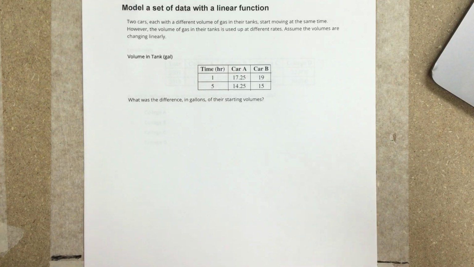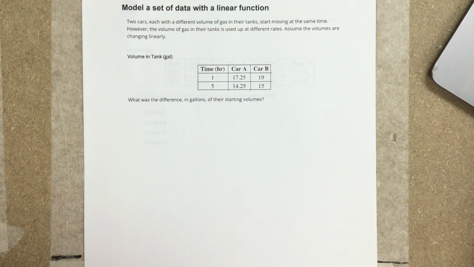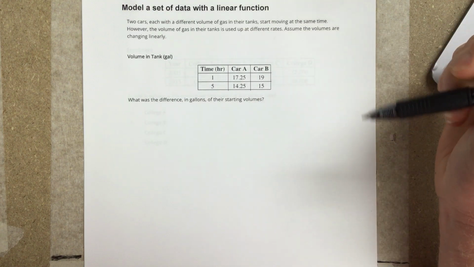In this video, we're going to model a set of data with a linear function. It says two cars, each with a different volume of gas in their tanks, start moving at the same time. However, the volume of gas in their tanks is used up at different rates. Assume the volumes are changing linearly.